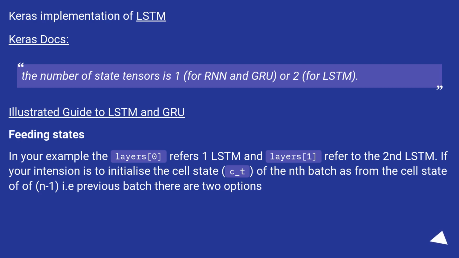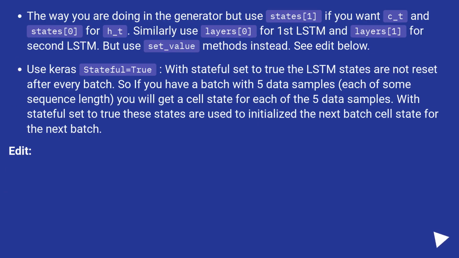If your intention is to initialize the cell state, C_T, of the nth batch from the cell state of the N-1, i.e. previous batch, there are 2 options. The way you are doing it in the generator, but use states[1] if you want C_T and states[0] for H_T. Similarly, use layers[0] for the first LSTM and layers[1] for the second LSTM. But use set_value methods instead.